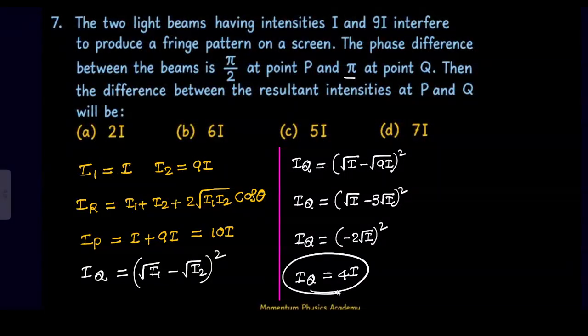They are asking to find the difference only. How much is the difference? This is IP minus IQ. The P value is 10, Q is 4. That is 6I. So this is the option.